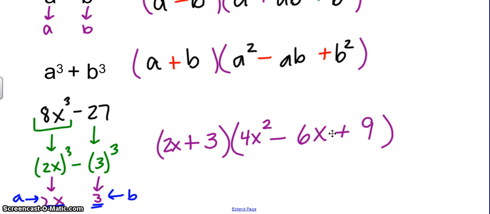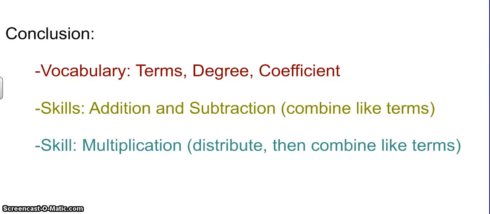Alright, make sure you know your vocabulary when we talk about terms, degree, and coefficients. And make sure that you can add and subtract and likewise multiply all of your polynomials.